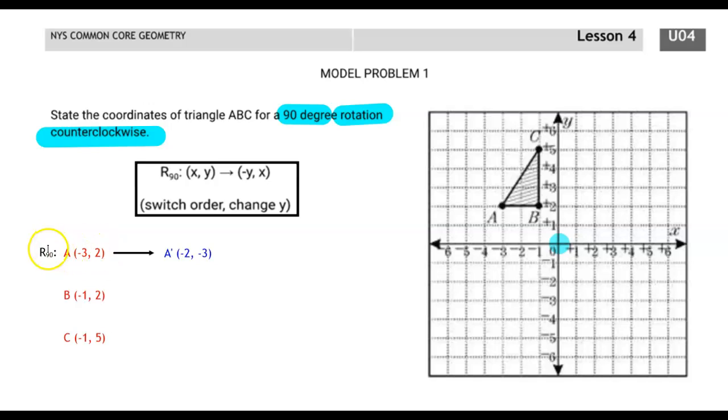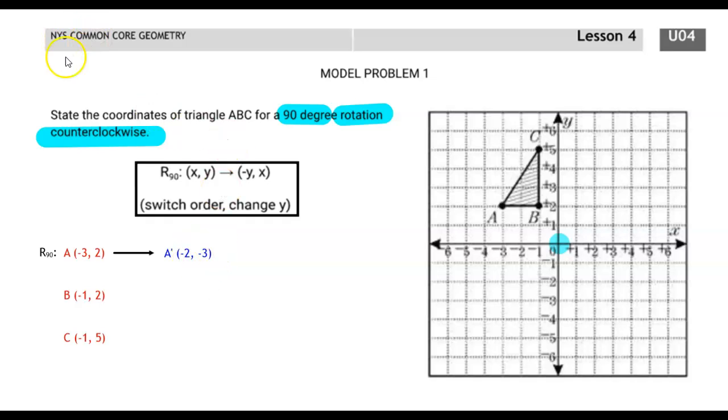All right, here's the notation. We're saying a rotation of 90 degrees of the point A, negative 3 comma 2, gives us A prime, which is negative 2 comma negative 3. You can see that from the original point, we've switched the order from 3, 2 to 2, 3, and we've changed the sign of y. The y value sign, the 2, changes to its opposite, which in this case is negative 2.